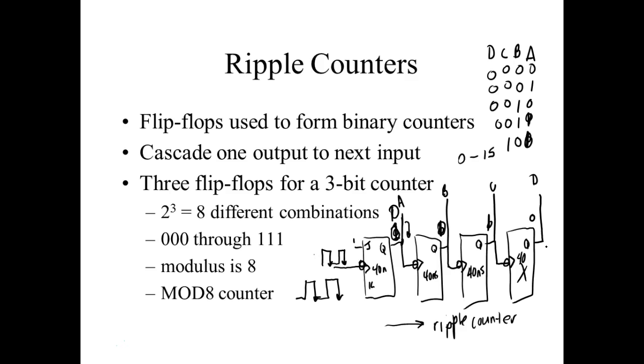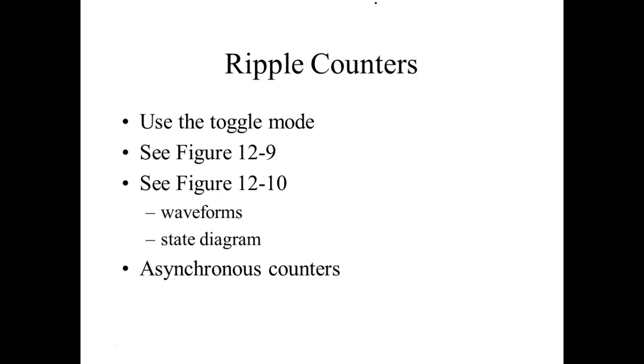So these are called ripple counters. That means the count has to ripple through all the other JK flip-flops inside. With a synchronous counter, we're going to time these all at the same time. We'll have to look at that. Ripple counters are also referred to as asynchronous counters.